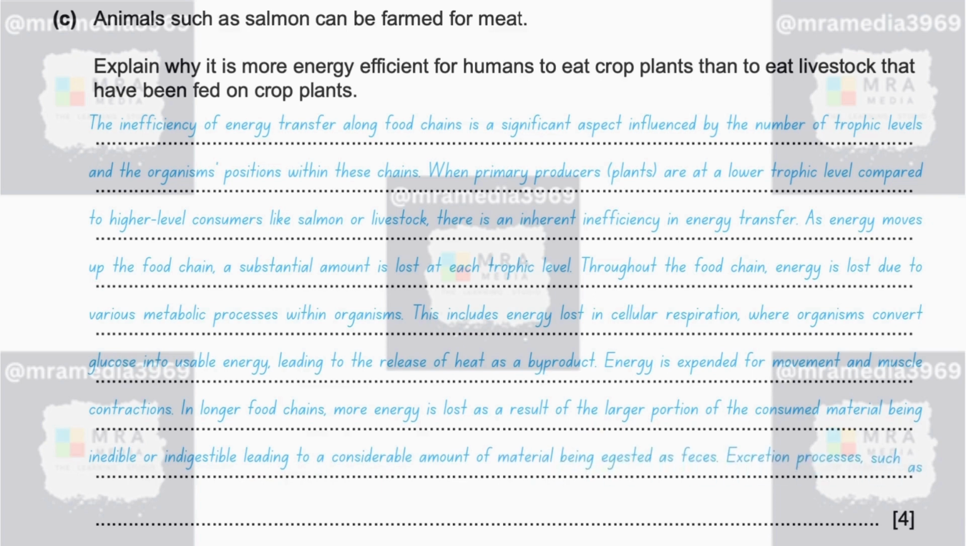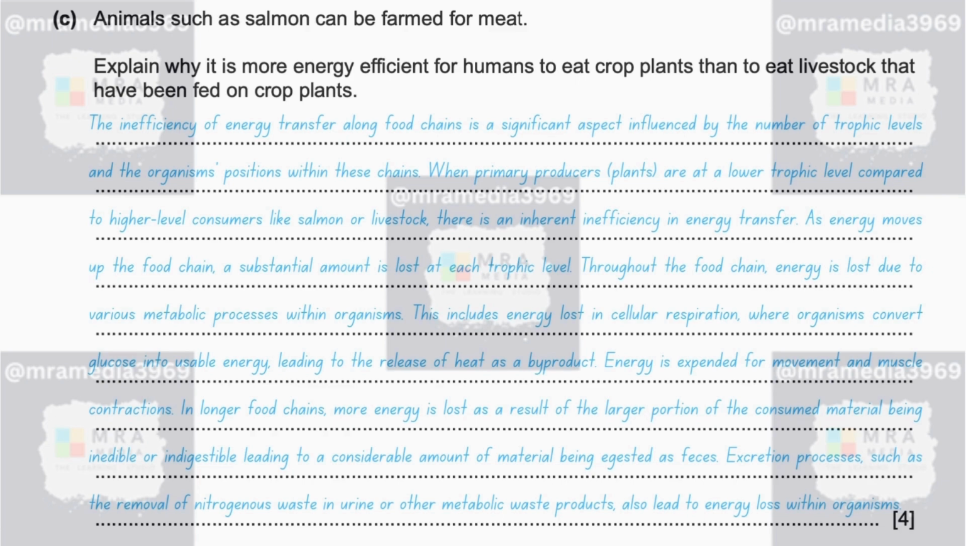Plants, being at the base of the food chain, harness energy from the sun through photosynthesis and convert it into chemical energy. However, as energy moves up the food chain, a substantial amount is lost at each trophic level. Throughout the food chain, energy is lost due to various metabolic processes within organisms. This includes energy lost in cellular respiration, where organisms convert glucose into usable energy, leading to the release of heat as a byproduct. Additionally, energy is expended for movement and muscle contractions, further contributing to overall energy loss.